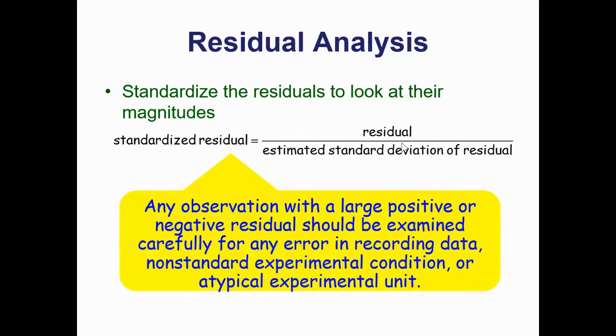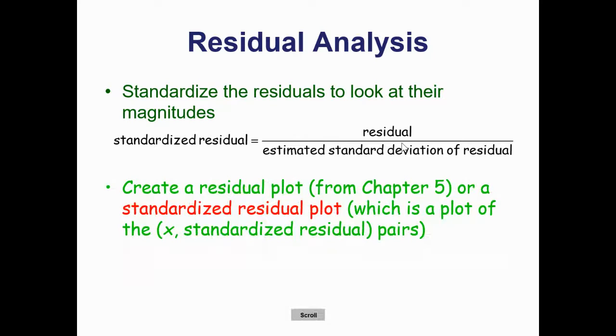Was there non-standard experimental conditions? Or was there an atypical experimental unit? And then once we look at the residuals numerically, we can go back and make a normal residual plot or a standardized residual plot, which is a plot of the x and standardized residual pairs. So we did residual plots in chapter 5.